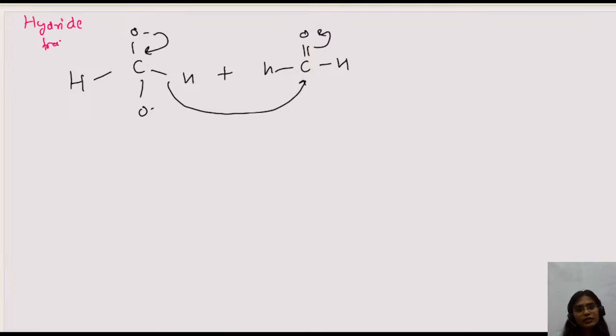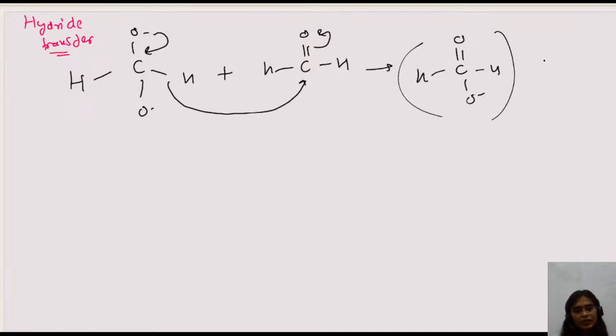Hydride transfer. If you're observing, a hydride is transferring from one molecule to another molecule. So then what is happening? It becomes CO and hydrogen and O negative. This is sorted, right? The first point we're getting is a COO negative and potassium, the salt.